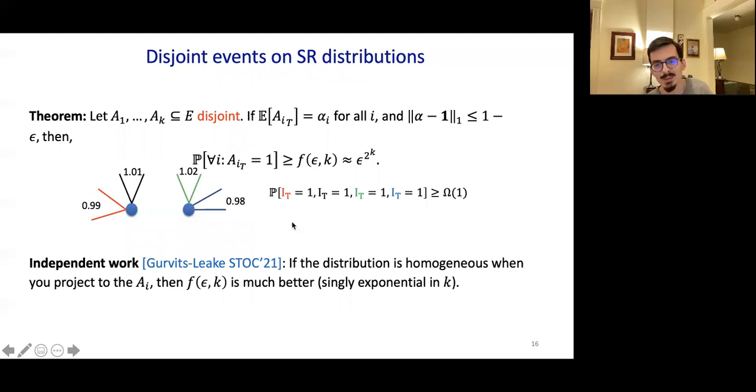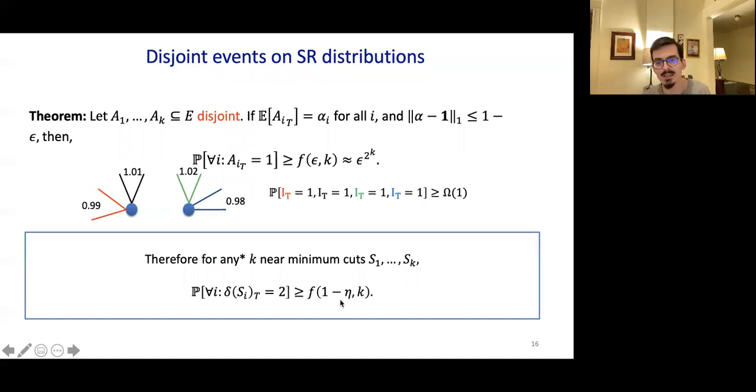And some good news here is that while we were only able to get this crazy doubly exponential bound, independent work by Gurvits and Leake, which you can hear about in this conference, showed that if the distribution is homogeneous when you project to these AIs, we can get something singly exponential. Unfortunately, we haven't been able to quite extend this to work in our case, but we're hopeful it maybe can be. So for the rest of the talk, just assume that this theorem implies that any K near minimum cuts are even simultaneously with constant probability. This is not quite true, but it would be true if we didn't have this word disjoint here.